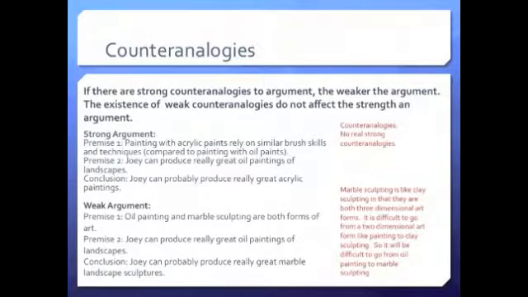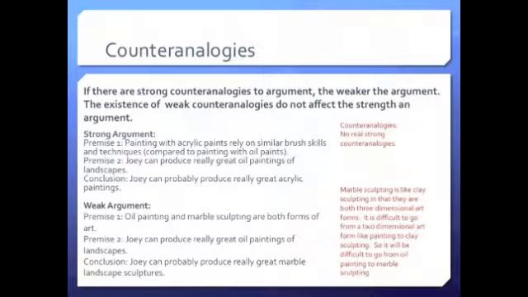Notice that this counter-analogy is an analogical argument. What it does in one of its premises is compare marble sculpting to clay sculpting. Then it suggests that one of the things being compared, in this case clay sculpting, has the quality or characteristic of being difficult to transition to from something like painting.